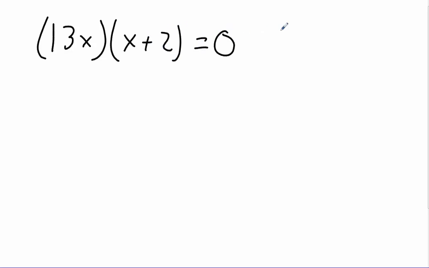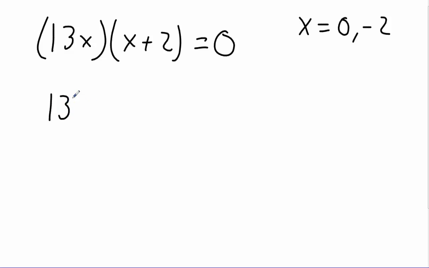Okay? And on this next slide, I will demonstrate why that is. So we had 13x times x plus 2 is equal to 0. And we found that x is equal to 0 or negative 2. And you may say, hey, Mr. Flores, how do we get x equaling two different things? That's a great question. And the answer is because there's two instances for x where this is equal to 0.